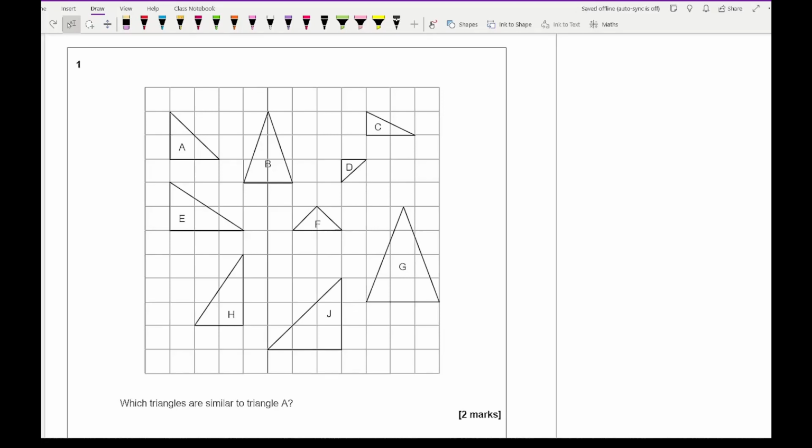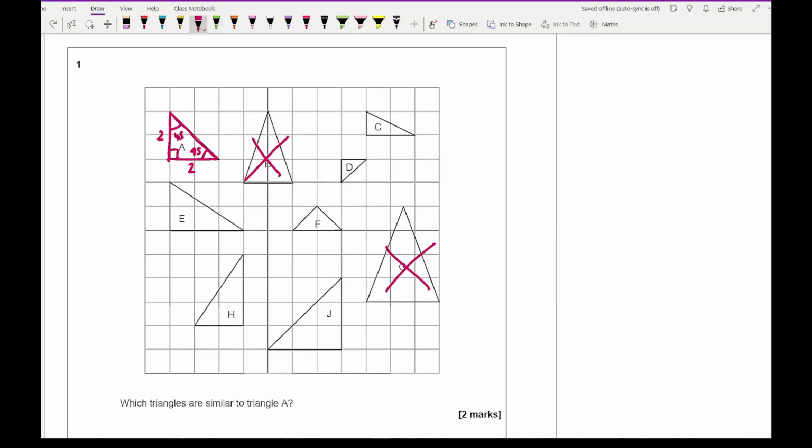So looking at question 1, it says which triangles are similar to triangle A? Triangle A is this triangle here, and looking at its properties, we know it's a right angle triangle and we've got sides of 2 and 2. So I can dismiss any non-right angle triangles, because the angles inside this triangle, as it's an isosceles triangle, are going to be 45 and 45. So that means it's definitely not going to be B, it's definitely not going to be G.